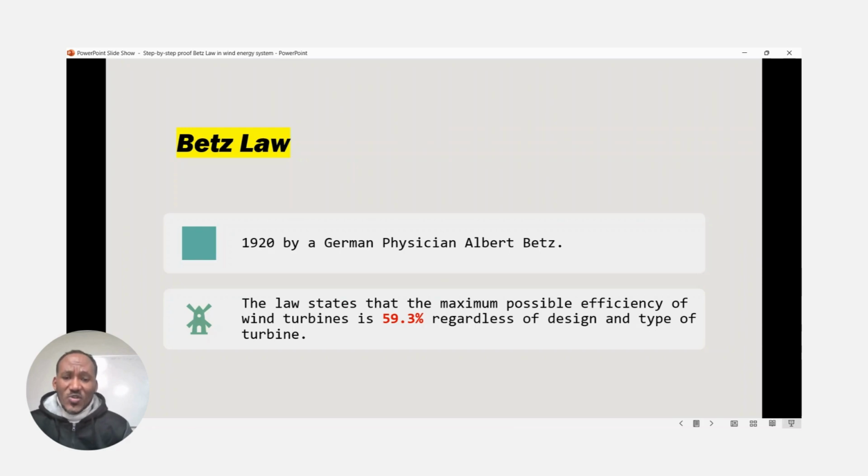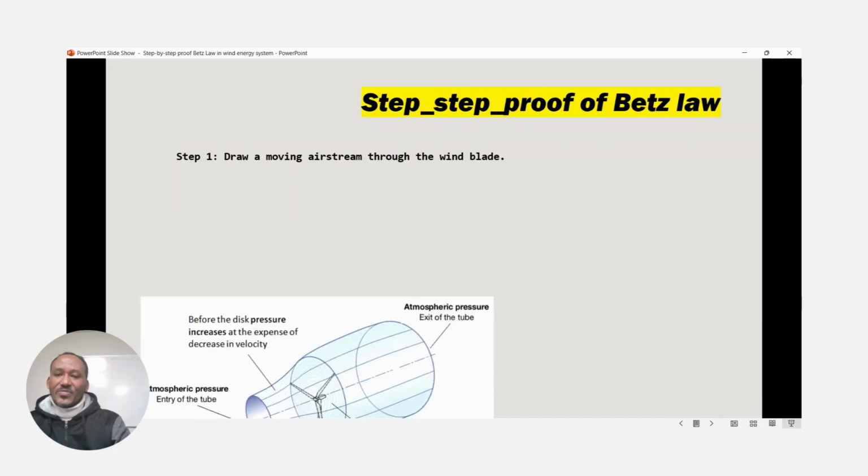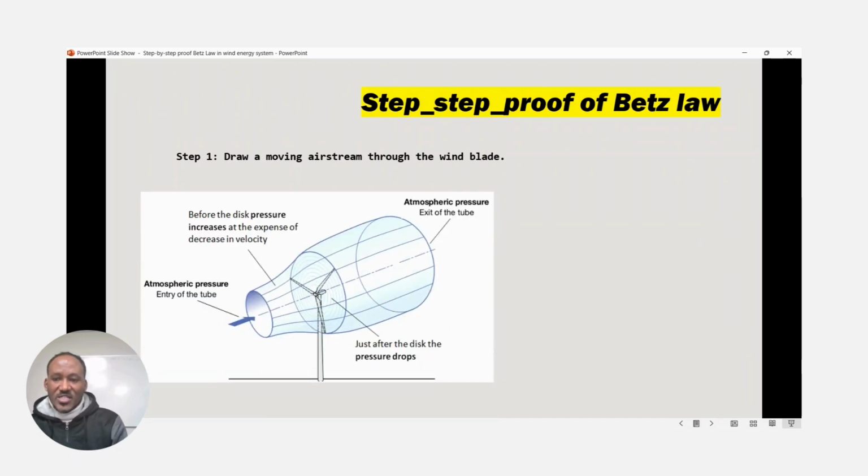So within the next few slides, I will show you in detail, by a step approach, how 59.3% was obtained by Albert Betz, or how we prove this Betz Law. Here, step one: draw the moving airstream through the wind blade, or wind blade as a barrier. So here we have three sections. The first section is the entry of the tube, or upstream of the air, and we have the wind blade or wind turbine. And the third section is the downstream, or exit of the tube.